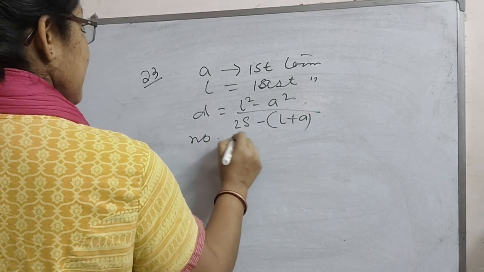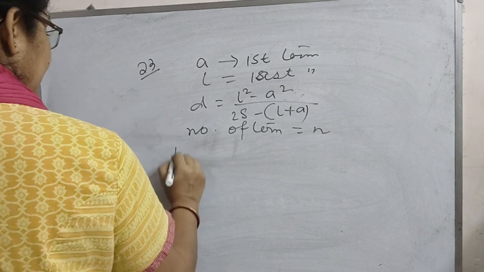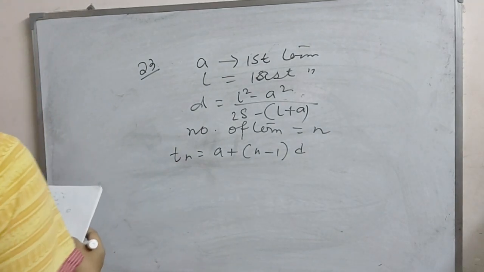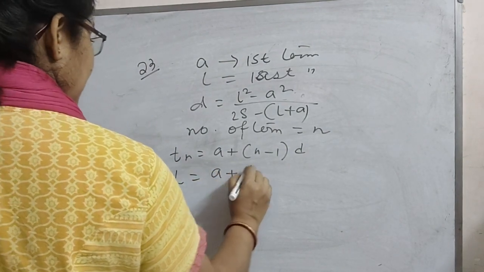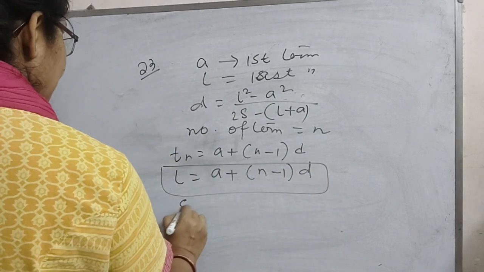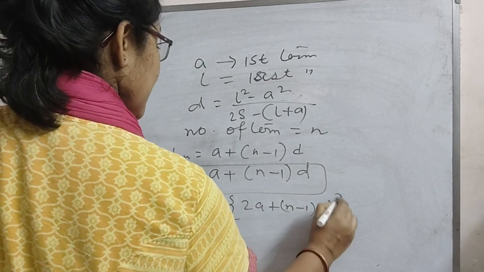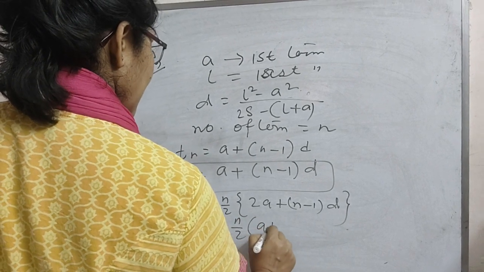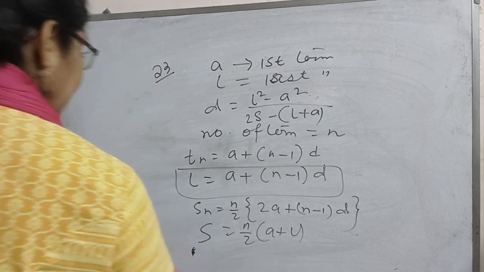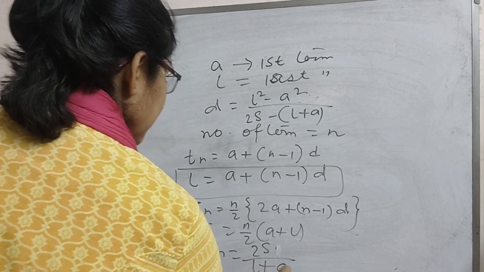Number of terms is equal to n. So I can write Tn equal to A plus (n minus 1) into d. Here Tn equal to L. And we know Sn equal to n by 2 into (2A plus (n minus 1) into d), which I can write as n by 2 into (A plus L). Here Sn equal to S, so n equal to 2S by (L plus A).